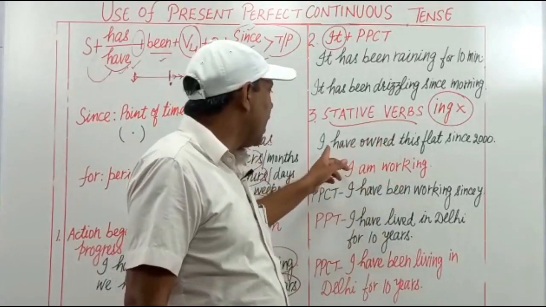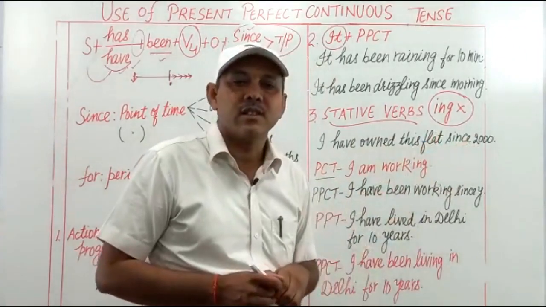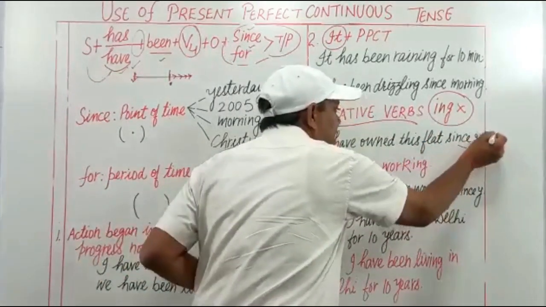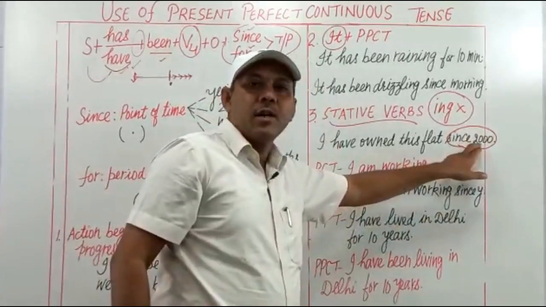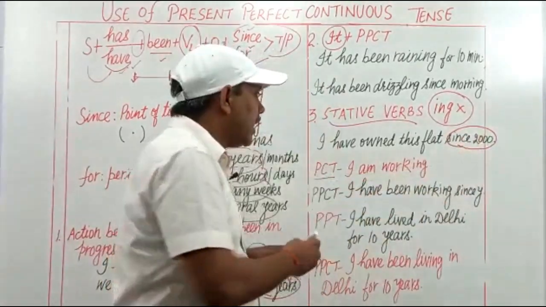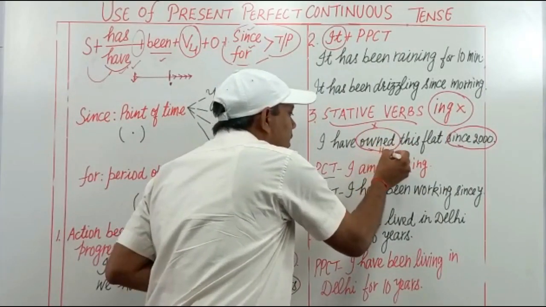सेकंड, लेट्स टेक एन एग्जांपल. आई हैव ओन्ड दिस फ्लैट सिंस 2000. हालांकि यहां पर सिंस के बाद ये टाइम फ्रेज है, सिंस पॉइंट ऑफ टाइम है, लेकिन ये जो वर्ब है ऑन, इसको हम आईएनजी में यूज नहीं कर सकते.